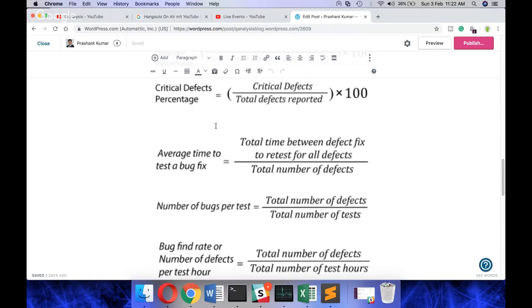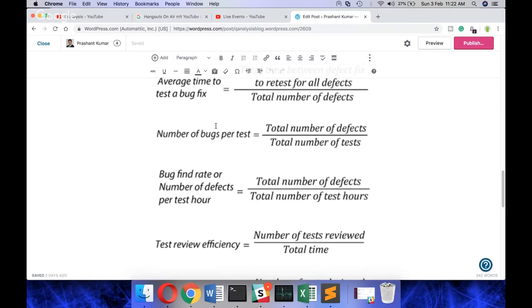Average time to test a bug fix. It is the time taken by a software tester or QA analyst to test a bug fix, the total time between a defect fix and the retest of all the defects. So the total time taken once the defect was fixed, and then all the retests performed on different defects, divided by the total number of defects, gives you the average time to test a bug fix.